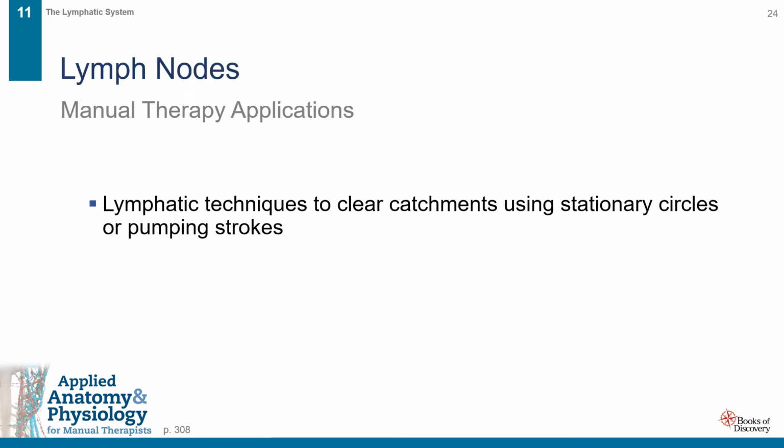Now let's take a look at the manual therapy applications with respect to lymph nodes. Because catchments add resistance to lymph flow, all manual lymphatic techniques emphasize the importance of clearing these areas to increase lymph flow and reduce edema. Most forms of lymphatic therapy use stationary circles or pumping strokes over the catchments to improve lymph flow through these areas. Increasing lymph flow through the catchments is necessary for effective edema removal.